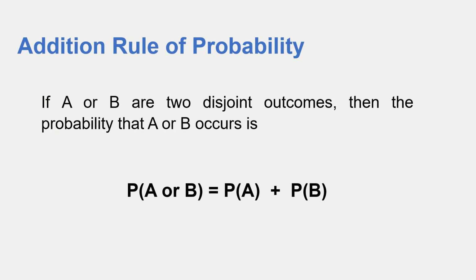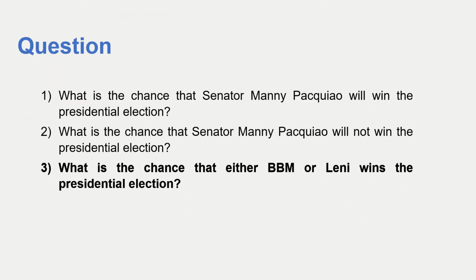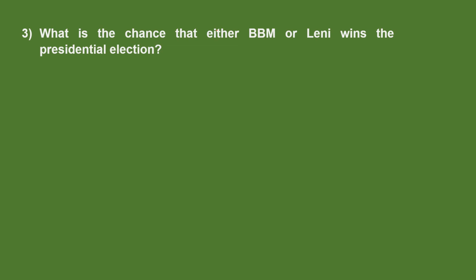So, if we have outcomes A and B that are two disjoint outcomes, then the probability that A or B occurs is given by P(A or B) is equal to the probability of A plus the probability of B. So let's answer our question number 3. What is the chance that either BBM or Lenny wins the presidential election? So we know the probability of Lenny.